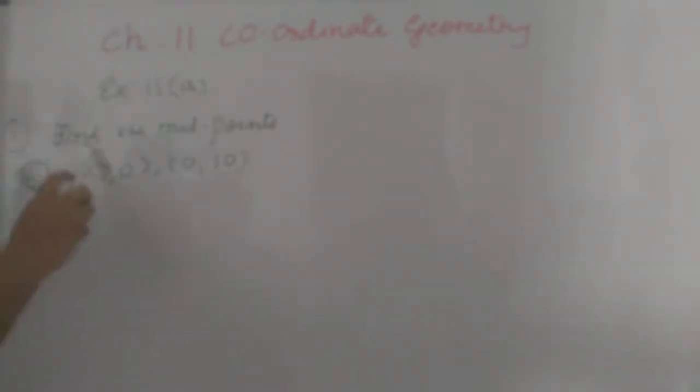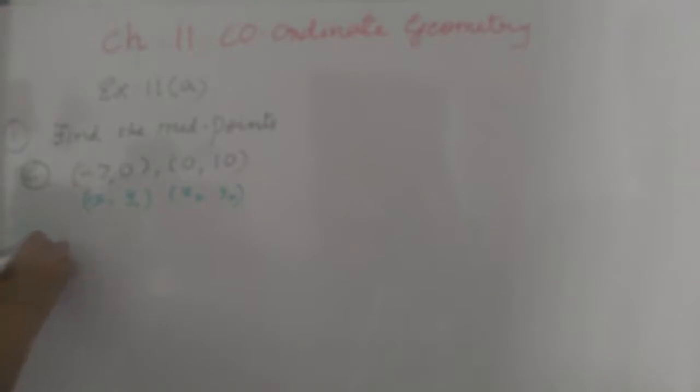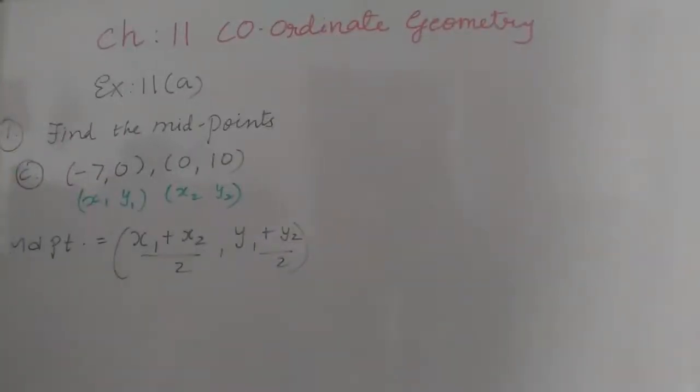So here the first question is find the midpoint. Question number first, part C, I take. We are given two coordinates. I write here: this is the x1, y1 coordinate and this is the x2, y2 coordinate. By writing this, we will not get confused about which one is x1 or y1. Now our midpoint formula is (x1 plus x2) by 2 and (y1 plus y2) by 2. This is the formula we derived in our previous class.